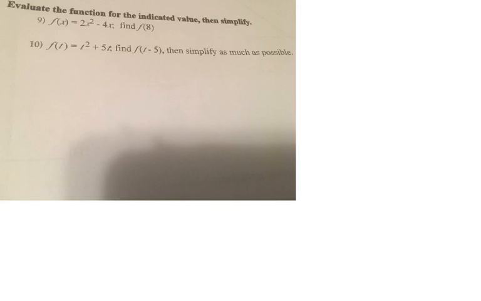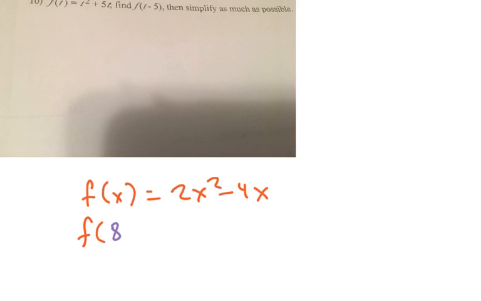Okay, so I'm going to do 9 and 10 because they're pretty similar. Number 9 says f of x is equal to 2x squared minus 4x. Find f of 8. So all this means is if I give you f of x equals 2x squared minus 4x, and I ask you to solve for f of 8, all this means is that you go through and every time you see an x, you replace it with 8.